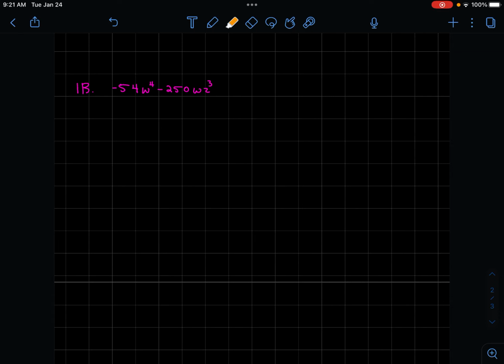Negative 54w to the fourth minus 250wz cubed. So we go again, look for our greatest common factors. And also, don't always just look for positive common factors. If you can take out a negative common factor, that would be great. So our common factor here is going to be negative 2w. They're both even, so we look for even numbers to factor out. What's that going to leave us with?